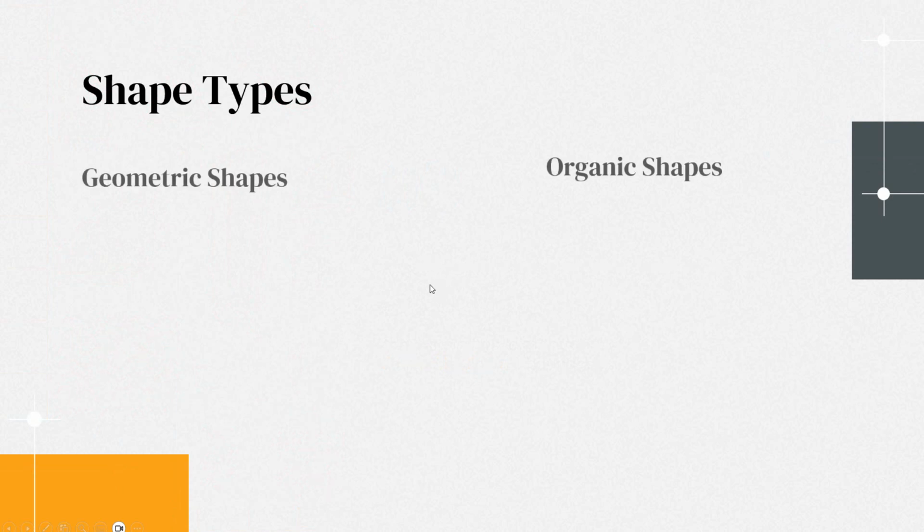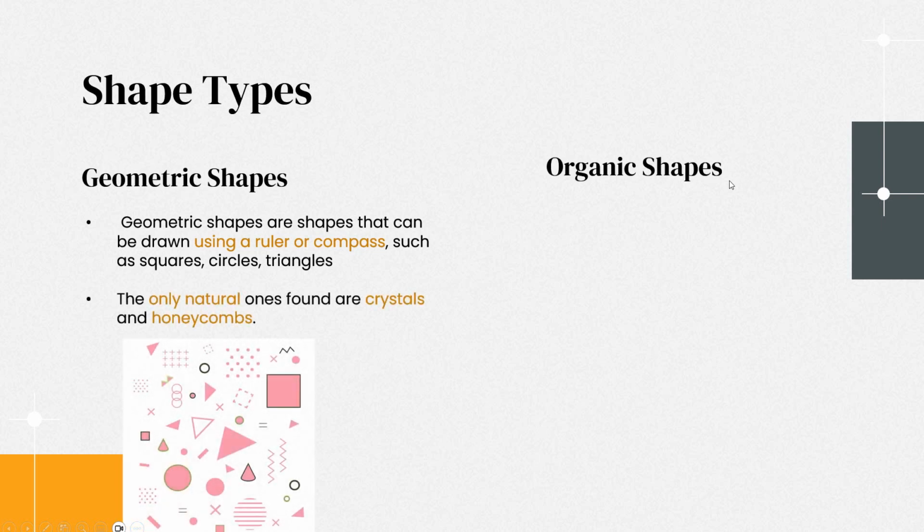So we also have shape types. We've got geometric shapes and organic shapes. Geometric shapes are shapes that can be drawn using a ruler or a compass, such as square, circle, and triangle. So they are man-made. You cannot find geometric shapes in nature. The only geometric shapes that we can find in nature are crystals. If you can see the edges of the crystal, they are geometric, and also the honeycomb.